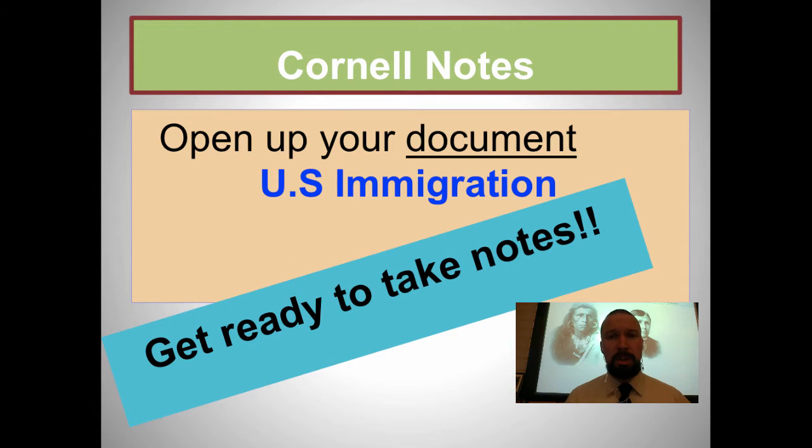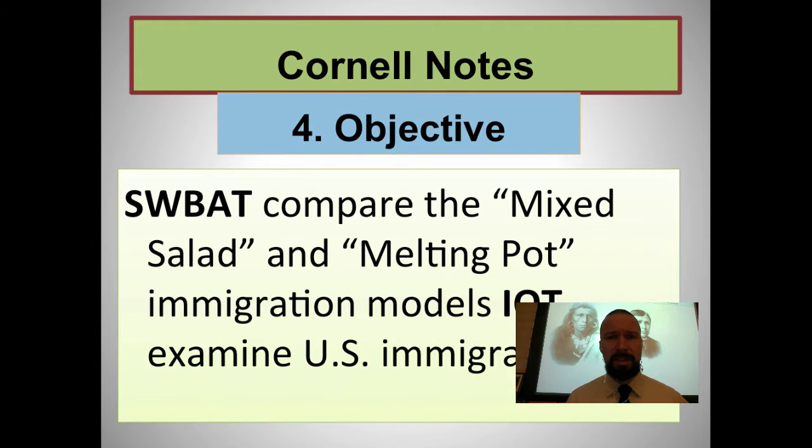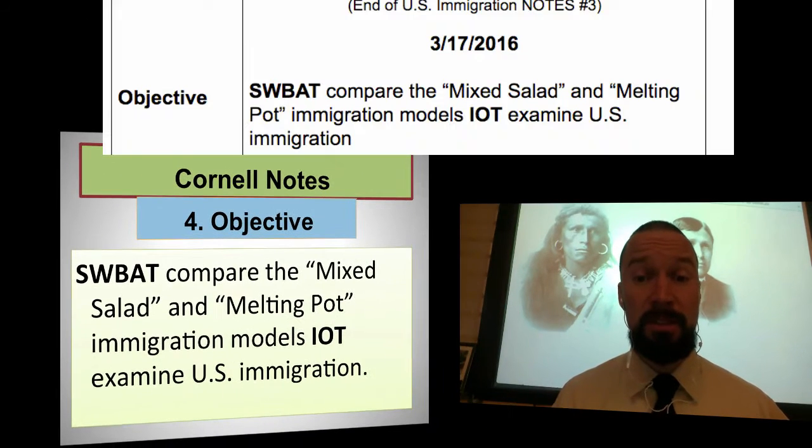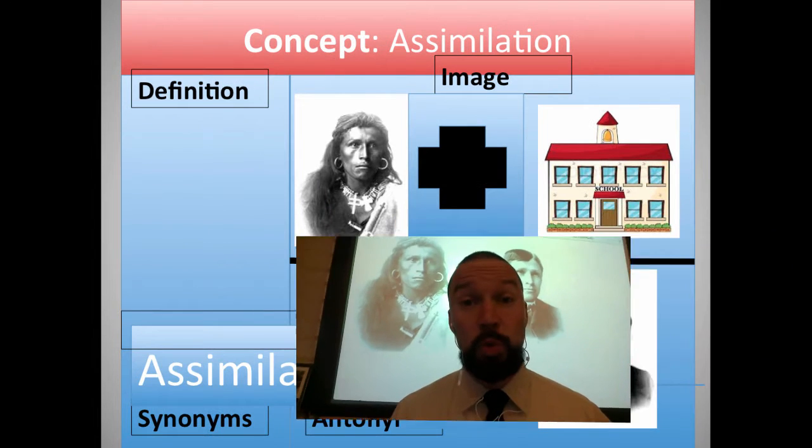Okay, so your U.S. immigration notes are ready to go. Don't worry about the date. The essential question, the same: access to American ideals. Did immigrants have it? The objective: students will be able to compare the mixed salad and melting pot immigration models in order to examine U.S. immigration. So these are the 2 theories, and we're going to start looking into them right soon.